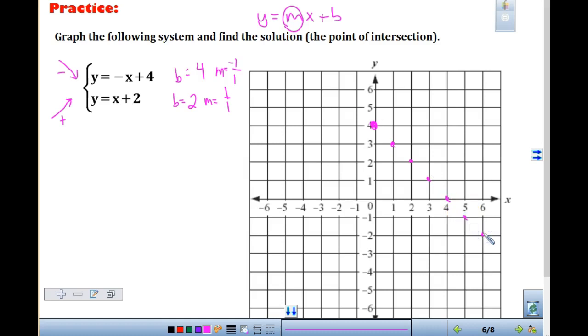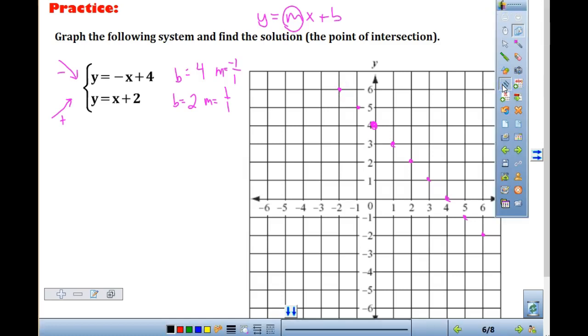You want to fill your whole graph with the line. There are straight edges up in front, so please make sure you grab one. Then we are going to our second equation, which says that my beginning point is at 2, and it has a slope of up 1 and over 1. And again, when you draw your lines on your paper, what I will want to see is that you are extending your line across your whole graph.